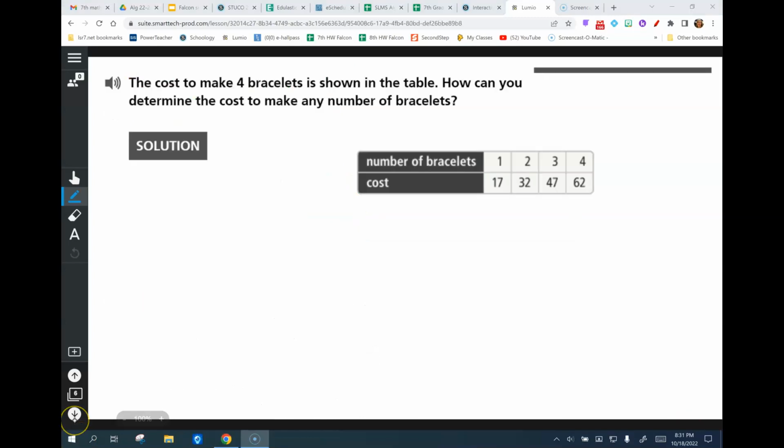Okay, so this one you do not have in your book. It is in the interactive book. So if you want to see this problem, it's in the book. And remember, you can always just watch and see what the solution does, okay?